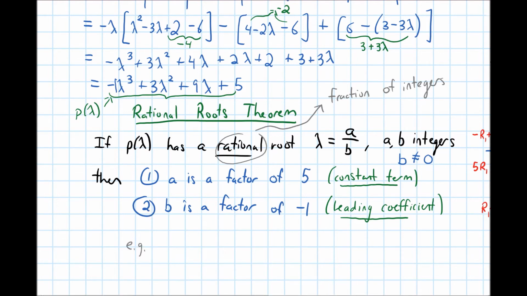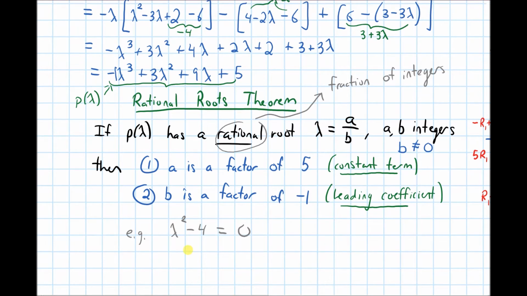So the example I usually think of is, if I look at lambda squared minus 4 equals 0, well, I know what the answer to this is. I know that lambda equals plus or minus 2, but let's write this as a fraction. This is plus or minus 2 over 1. So in this example, notice that the numerator, does it divide the constant term, the negative 4, or does it divide the leading coefficient, which is 1?